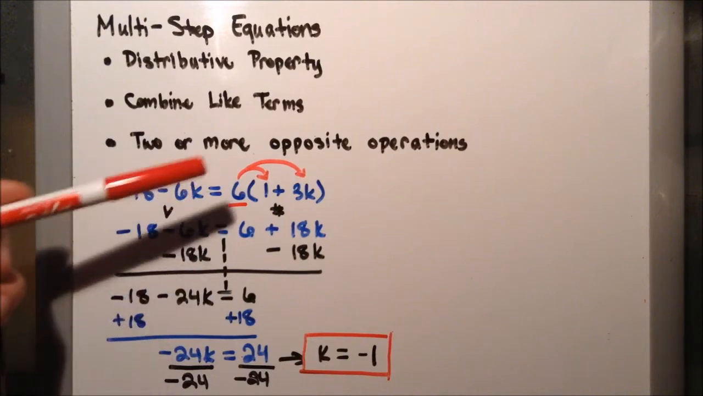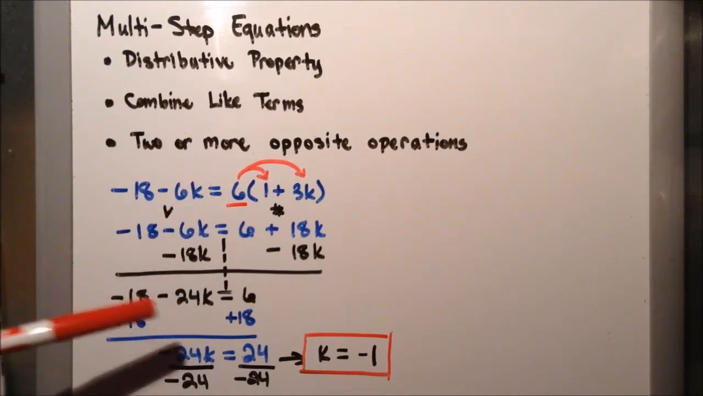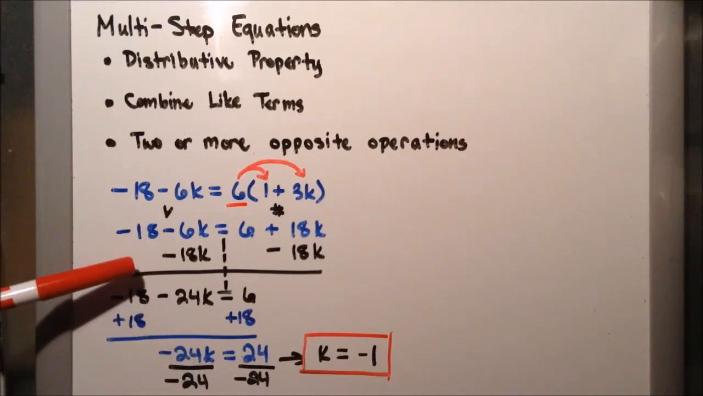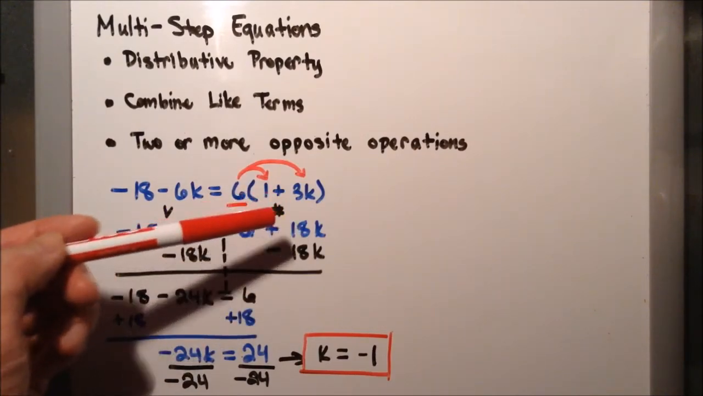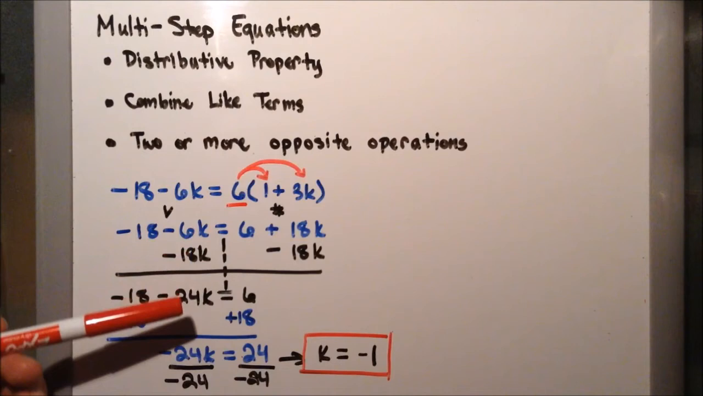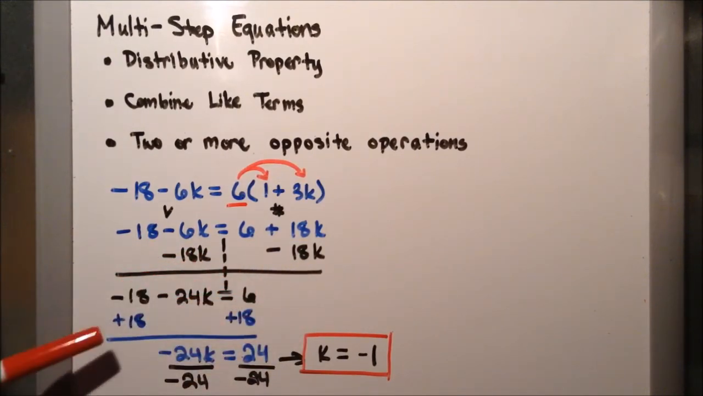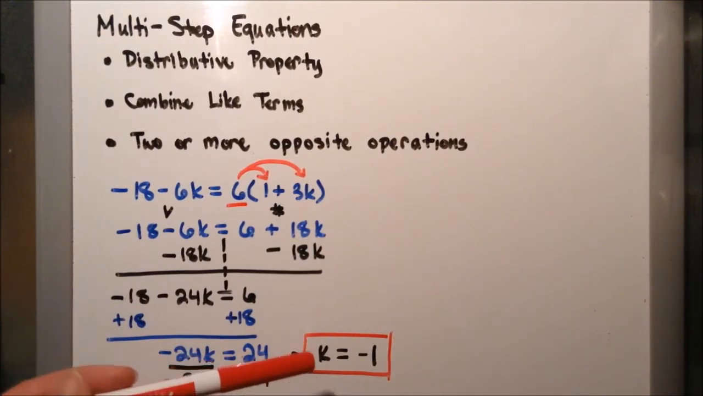So to review, I distribute. I chose to have variables on the left side, hence the V. I chose to have the numbers on the right side, hence the number sign. And then I did opposite operations. Subtract 18k on both sides, add 18 to both sides, divide by negative 24 on both sides, and I got k equal to negative 1.